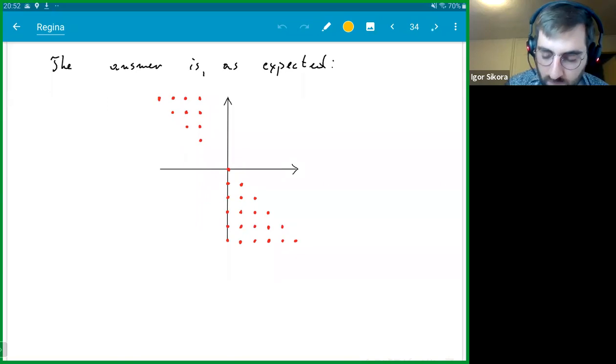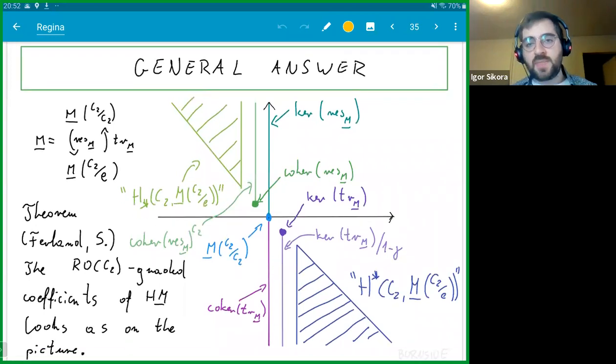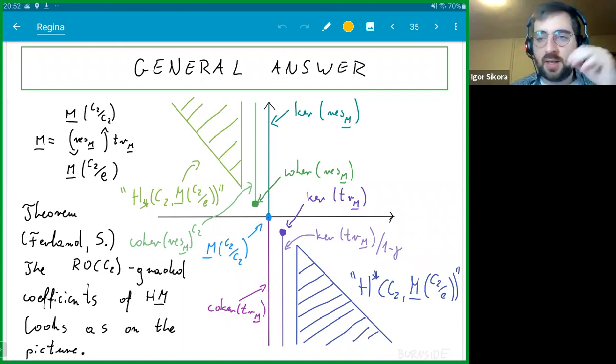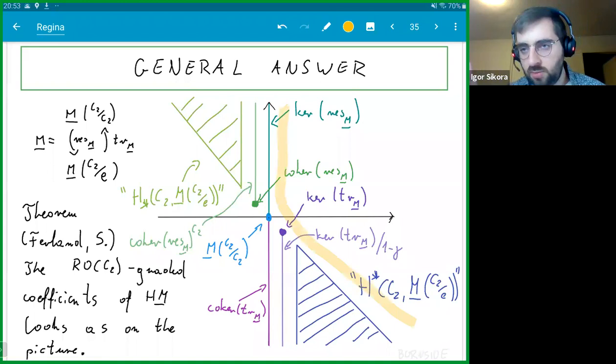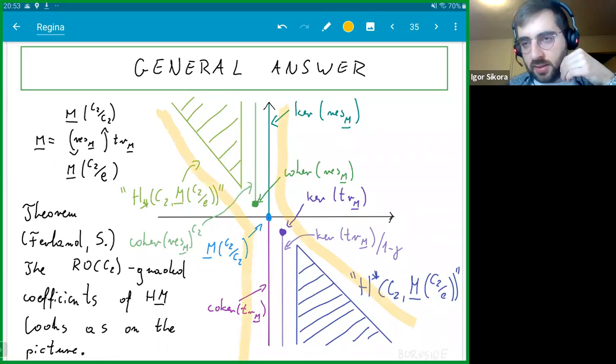Maybe I will give you also the general answer. So if we take any Mackey functor, then this picture depicts the full RO(G)-graded abelian group structure of its coefficients. I know that there is plenty of information on this picture, but important points are that if we are on the right half plane above the anti-diagonal, all groups are 0. Same if we are on the left half plane and below the anti-diagonal.